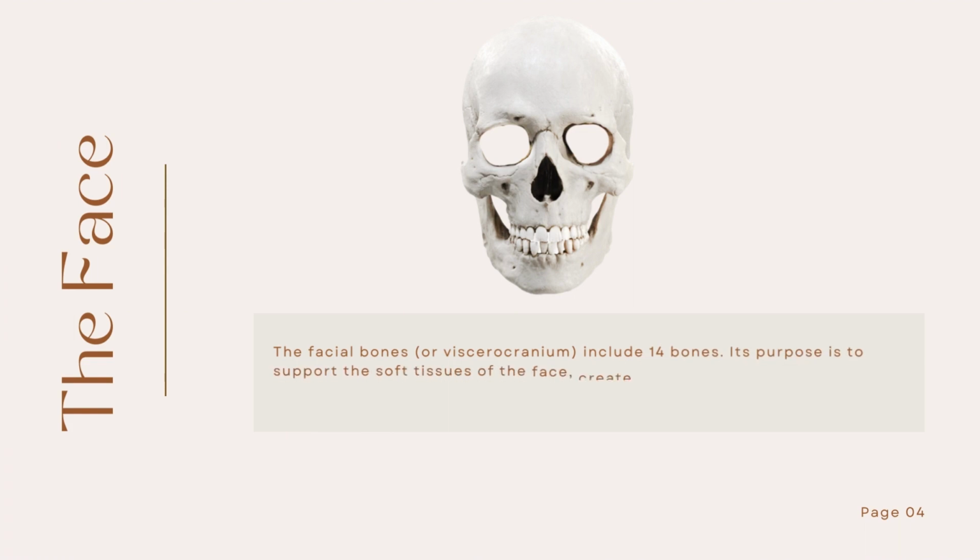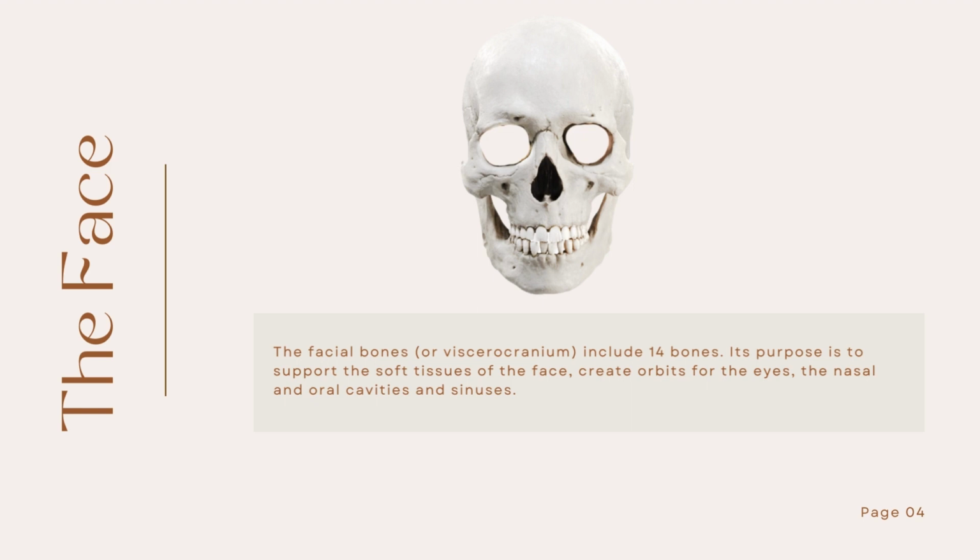Now we'll move on to the face. So the facial bones, or the facial skeleton, which is also known as the viscerocranium, has 14 bones, some of which are paired and some of which are unpaired. And by paired, I mean that there's two of this bone present, and by unpaired, there's just one.